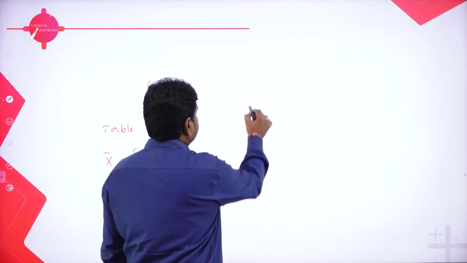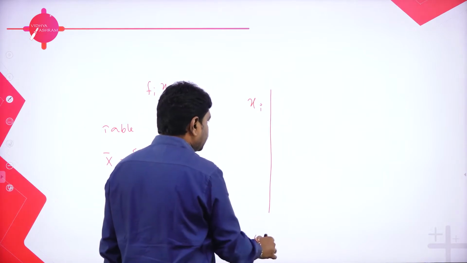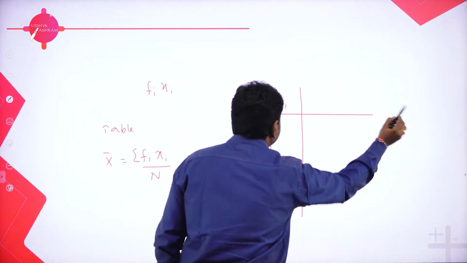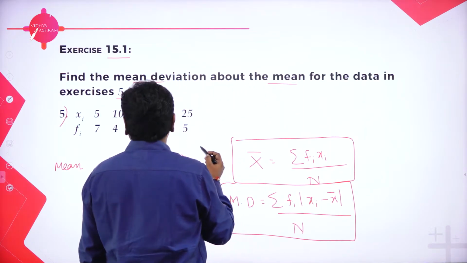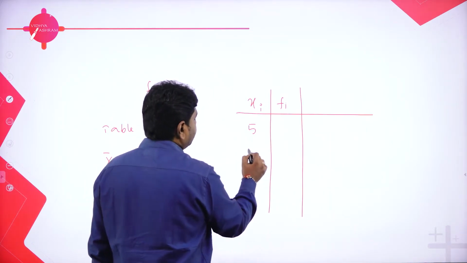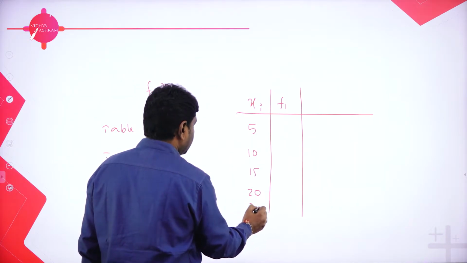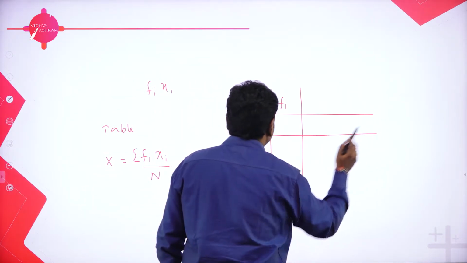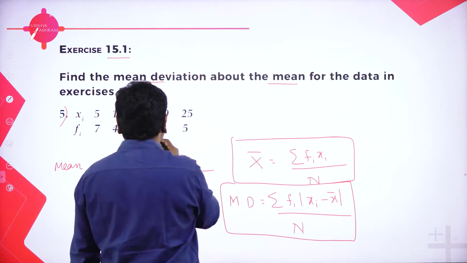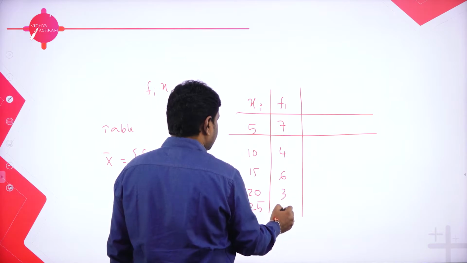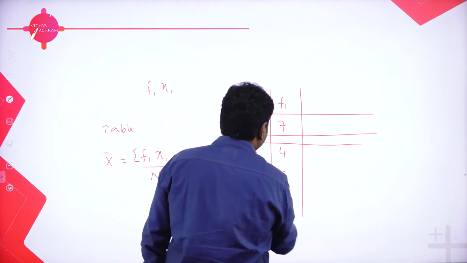So what have we done? First, we have done xi. We entered whatever is given. Then we have done fi, whatever is given. See, these two columns are simple. Whatever is given, I have entered. Xi, they give 5, 10, 15, then 20, 25. Then frequencies, whatever is given: 7, 4, 6, 3, 5. So till this it is simple.